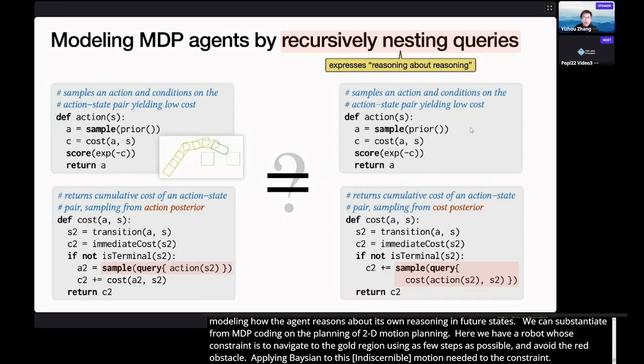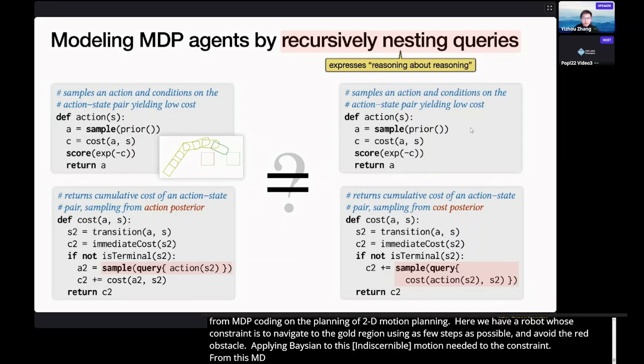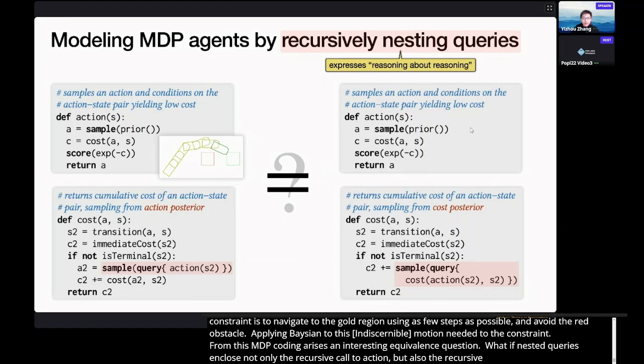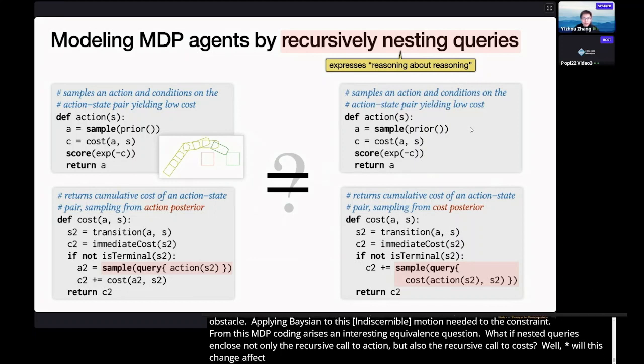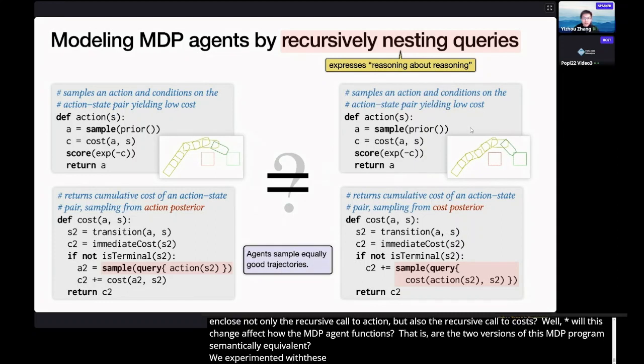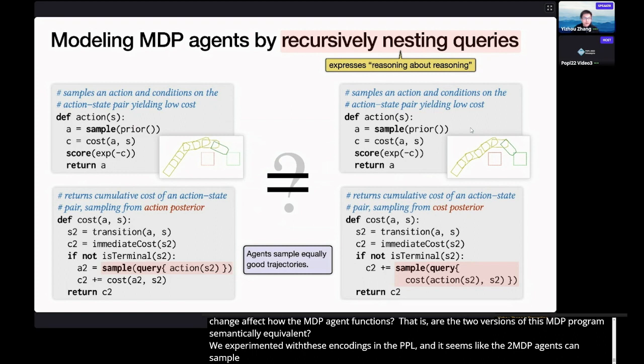From this MDP encoding arises an interesting program equivalence question. What if nested queries enclose not only the recursive call to action, but also the recursive call to cost? Will this change affect how the MDP agent functions? That is, are the two versions of this MDP program semantically equivalent? We experimented with these encodings in the PPL, and it seems like the two MDP agents can sample equally good trajectories. So perhaps these two programs are indeed equivalent.